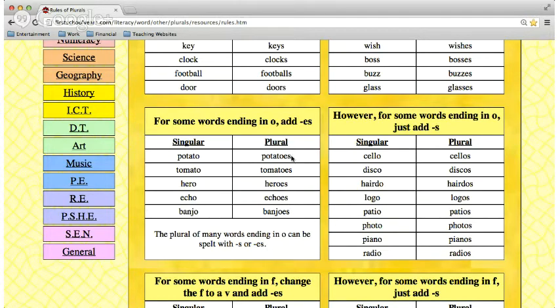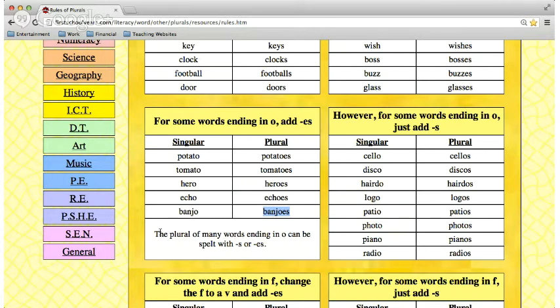So this one here is going to be potatoes. We still want that O to sound. Potatoes. Try that. Yeah. Potatoes. Good. And this would be tomatoes. Tomatoes. Excellent. This one here would be heroes. Heroes. Good. Now, in this word, the CH makes a K sound. The word is echoes. Echoes. Good. Just like that. And this would be banjos. Banjos. Good. Nice job.